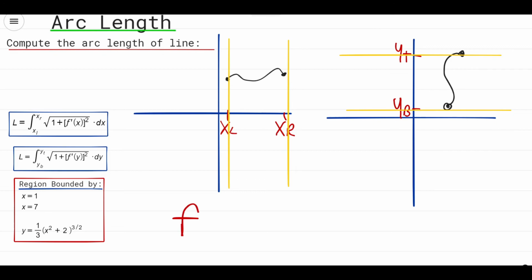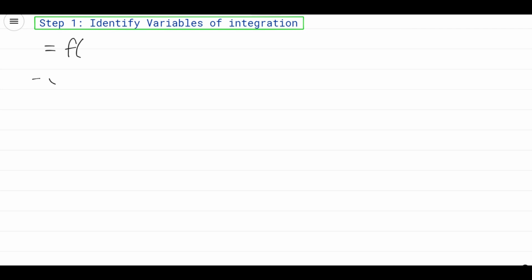So keep in mind that on the left, if you see a function that has x limits, this will be in terms of x. If you have a function that has y limits, it'll be in terms of y, f of y. First thing we're going to do is identify the variables of integration, because the formula needs f prime x squared. So our y is equal to f of x, and our f of x was equal to 1/3 times (x squared plus 2) raised to 3/2, as stated in the problem statement.